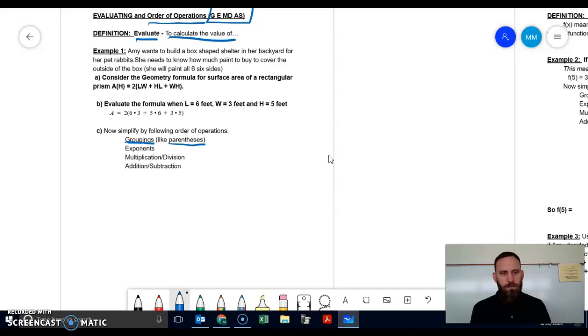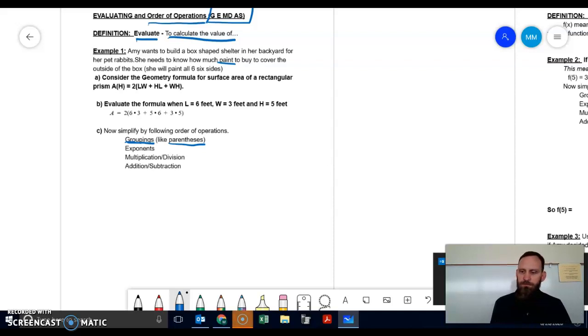First example, Amy wants to build a box-shaped shelter in her backyard for her pet rabbits. She needs to know how much paint to buy to cover the outside of the box. She's going to paint all 6 sides. So obviously there's some wire caging. Maybe the box has covers that come down and protect them. Something like that. But anyways, there are 6 faces around this box, this rectangular prism, that they are going to be painting.